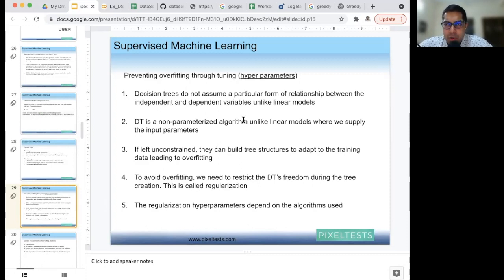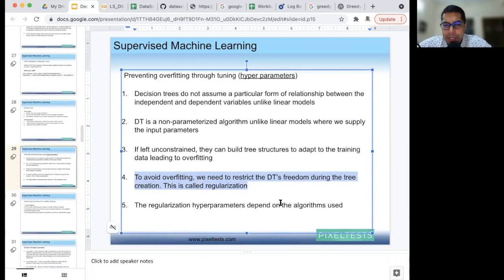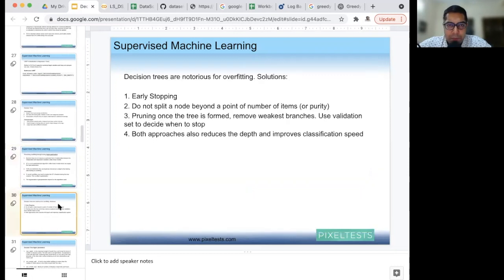So second point, don't worry too much about that. Unconstrained decision trees lead to overfitting, that's the common problem. We have already seen this, so we do have ways to regularize. We have seen the ridge. You've also not worked on lasso yet. You appreciate it and you know elastic net, right? So regularization parameters depend on the algorithms used. We've seen that as well.